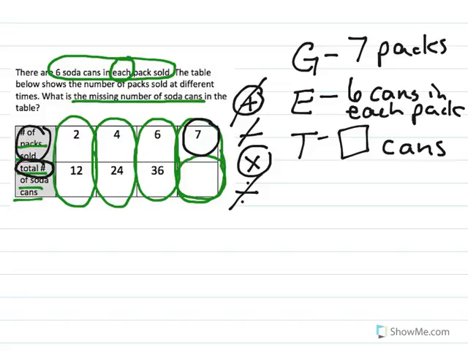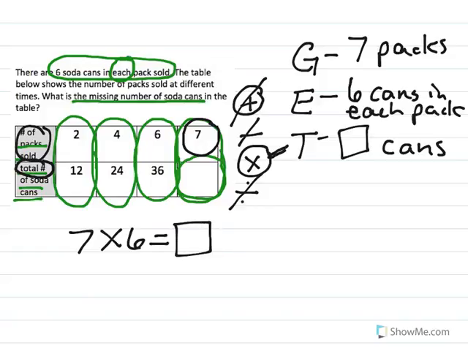So if I use my GET strategy like I'm supposed to, I can see that when I have the number of groups and I have the number in each group, and I'm trying to find the total, it's multiplication, just like we saw right here. So we can check that we were correct in choosing multiplication as our operation. So we're going to do now 7 times 6 equals blank.